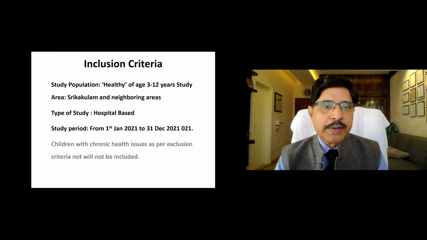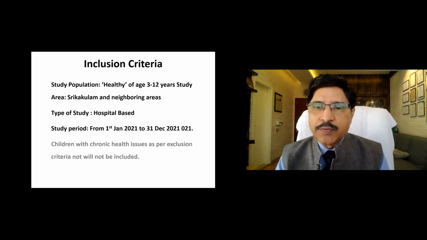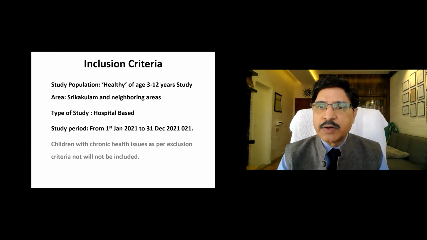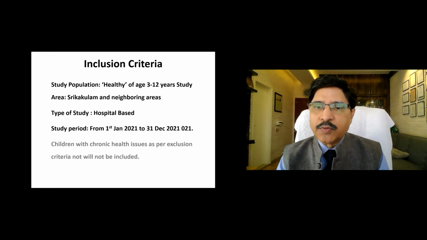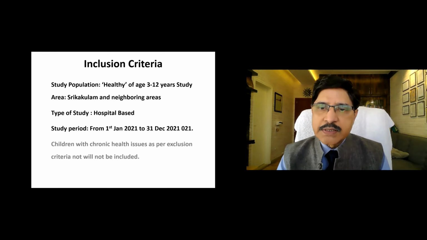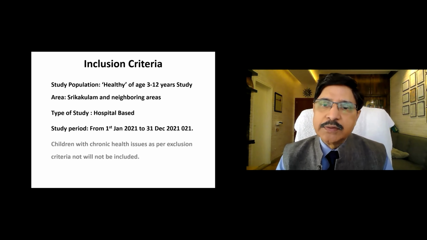So when we are randomizing, we have to stratify the children. So stratification means we know age is an important variable. So we will divide the children into 3, 4, 5, one group, 6, 7, 8 in another group, 9 and 10, one group, 11 and 12, another group.